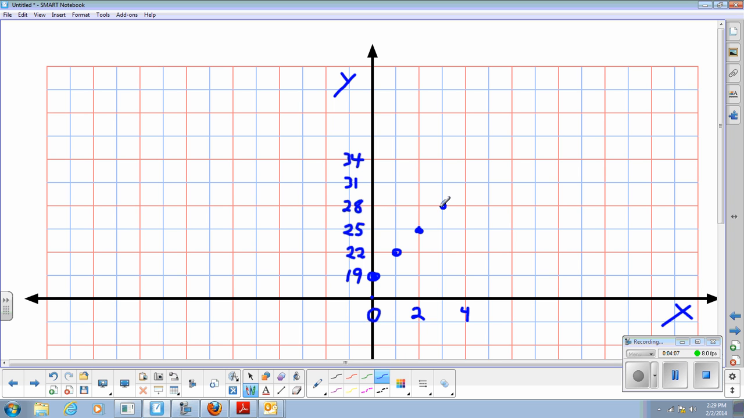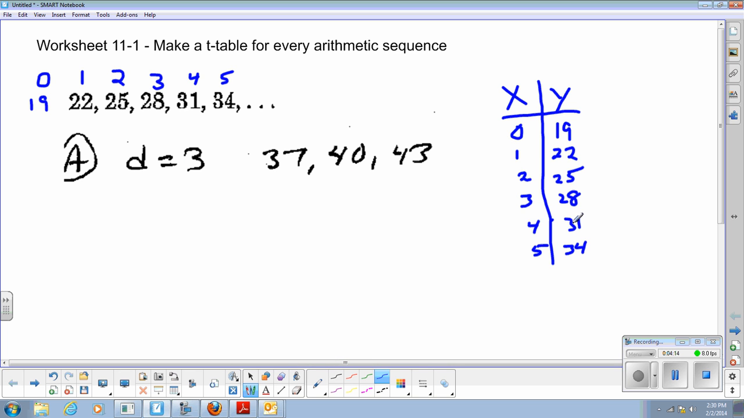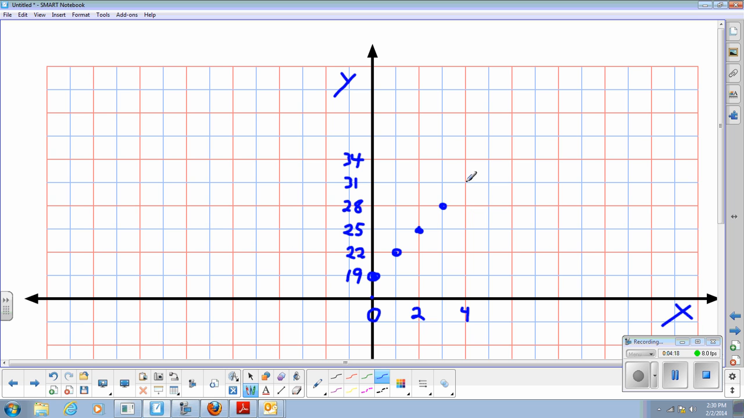And notice, are these dots forming a line? If they're forming a line with an arithmetic sequence, then I'm plotting things correctly. Term 4 is 31 and term 5 is 34. So 4 is 31 and 5 is 34, and I do have a straight line. So that's what we want to have in our arithmetic sequence. So that's our next step.